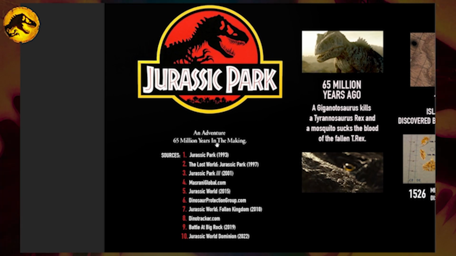So the sources are the films Jurassic Park, The Lost World, Jurassic Park 3, Jurassic World, Fallen Kingdom, and Jurassic World Dominion. It also includes the short film Battle at Big Rock, which can be found on the extras of Jurassic World Dominion's Blu-ray, and also the free viral marketing websites that came out for each of the subsequent new movies, MazraniGlobal.com, DinosaurProtectionGroup.com, and DinoTracker.com. Obviously I worked on those, so I'm going to be biased towards their inclusion here, but that's it.